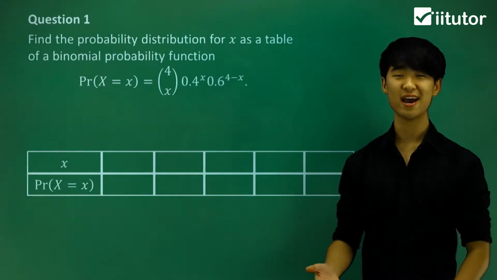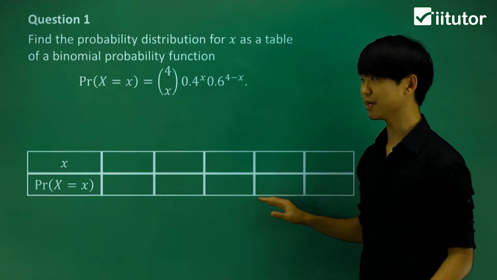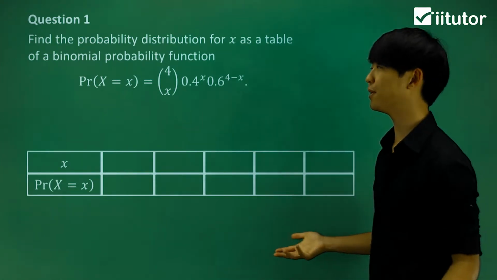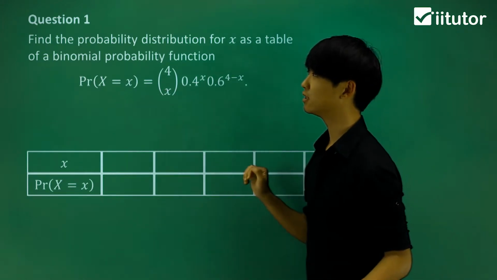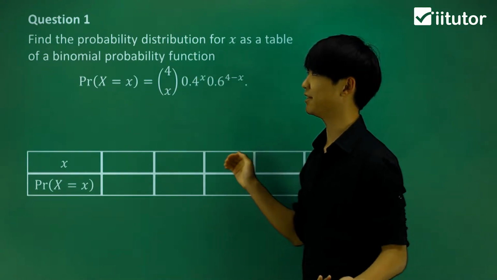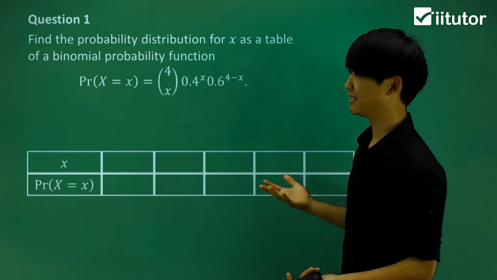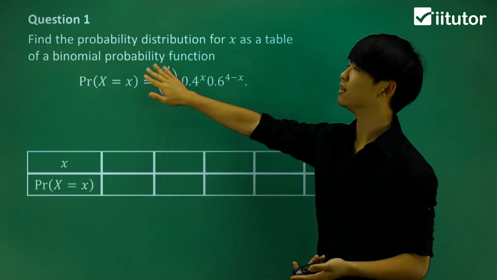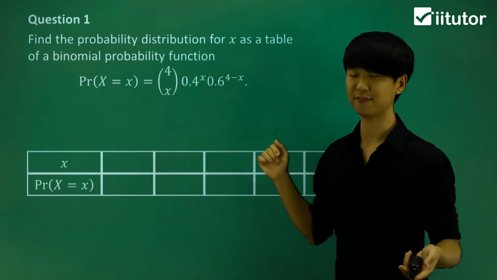We're going to focus on trying to find my probability distribution as a table. We're going to do that by considering our probability function, which is what's given here. So let's take a look at this question right now. We have to find the probability distribution for x as a table, of a binomial probability function, which is given by this function here.